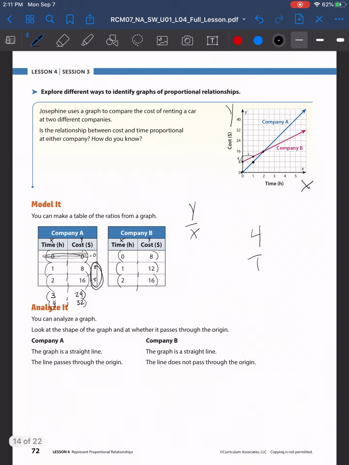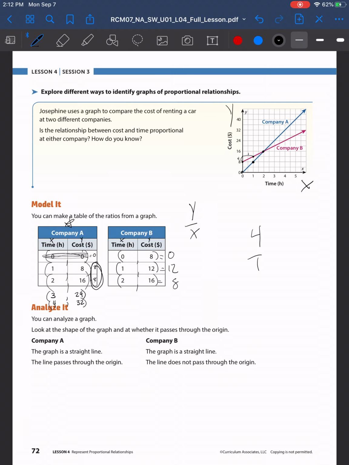A is constant, B is not. And then here's a way to prove it. I can divide all of these company A ones and get 8. If I divide these, I get all sorts of crazy numbers. 8 divided by 0 is 0. 12 divided by 1 is 12. 16 divided by 2 is 8. I mean, there is nothing constant about this, right?